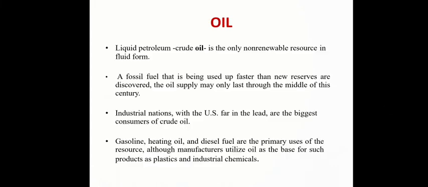Then the next one is oil. It is a non-renewable resource in fluid form, a fossil fuel that is being used up faster than new reserves are discovered. The oil supply may last only through the middle of this century. Gasoline, heating oil and diesel fuel are the primary uses of this resource.